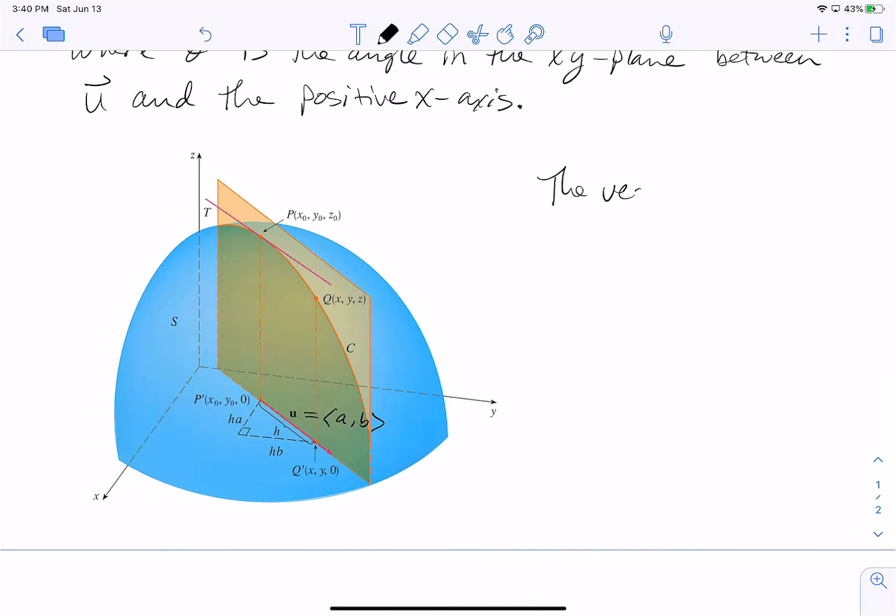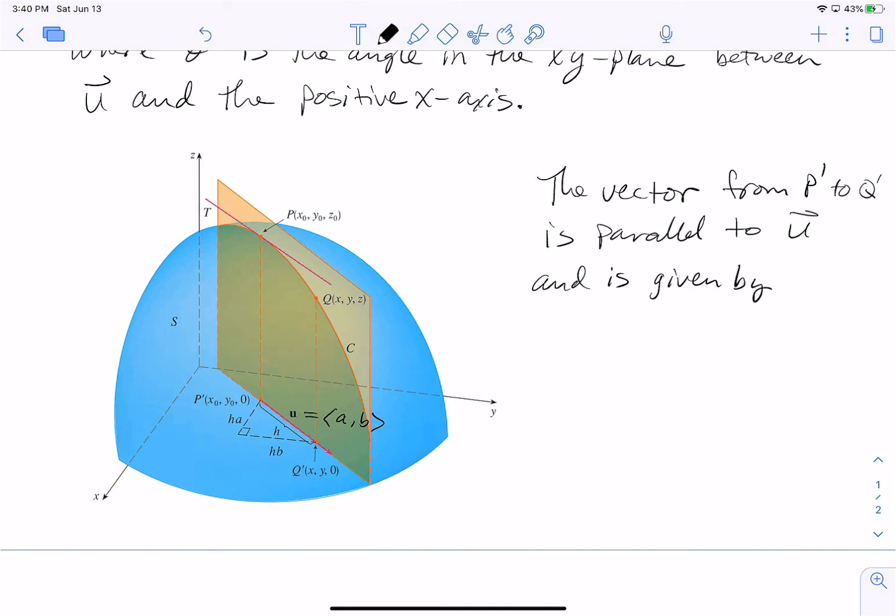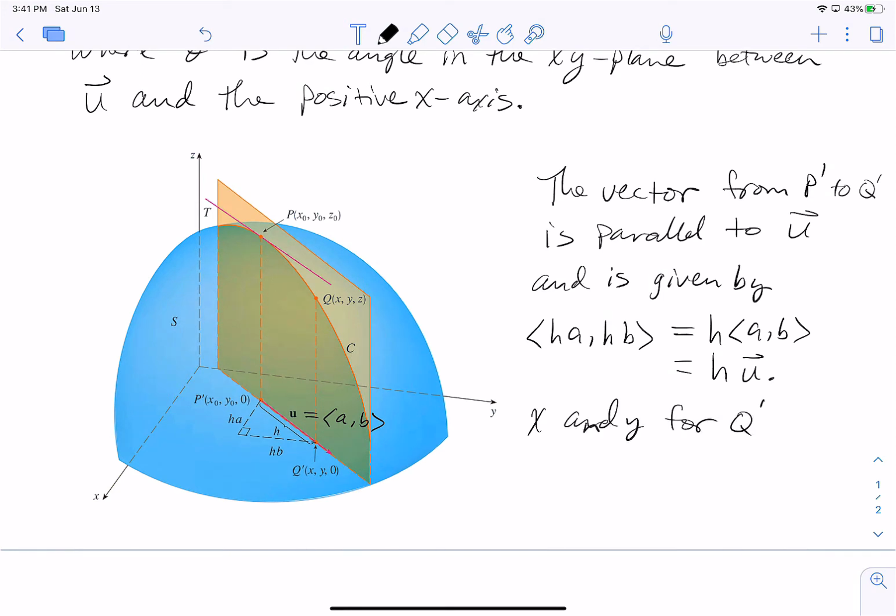The vector from P prime to Q prime is parallel to the unit vector u and is given by ha, hb, those are its components, and we can express it as h times the vector a, b, which is another way to say it's h times the vector u. You can confirm that x and y for Q prime, which has the coordinates x, y, 0, are x equals x naught plus ha, y equals y naught plus hb.